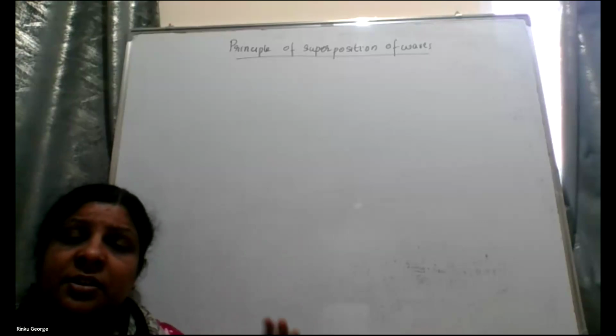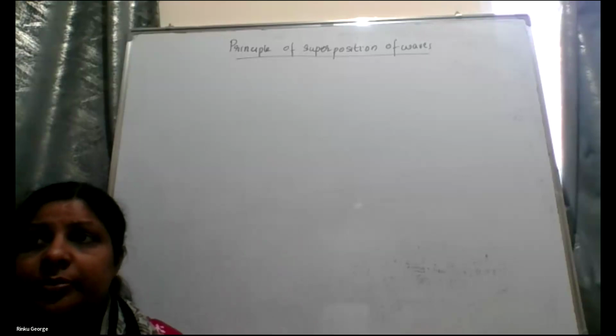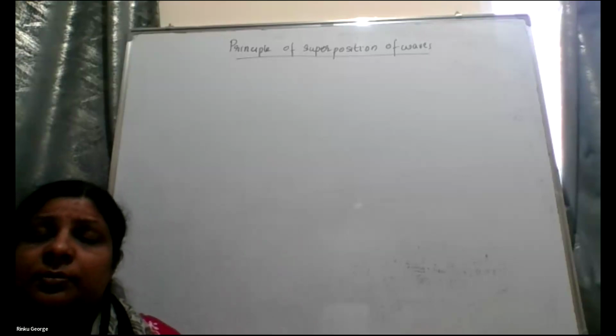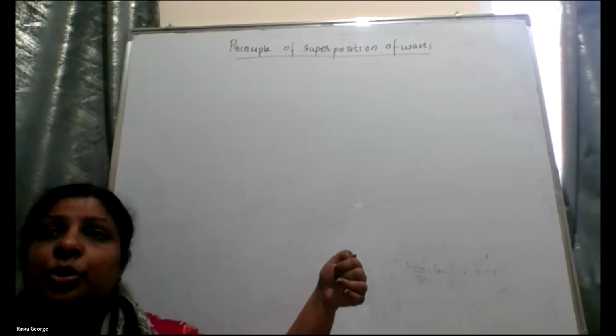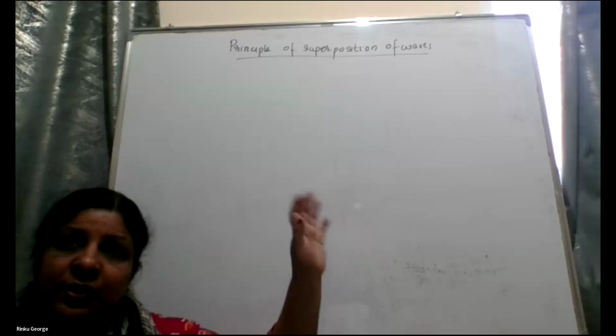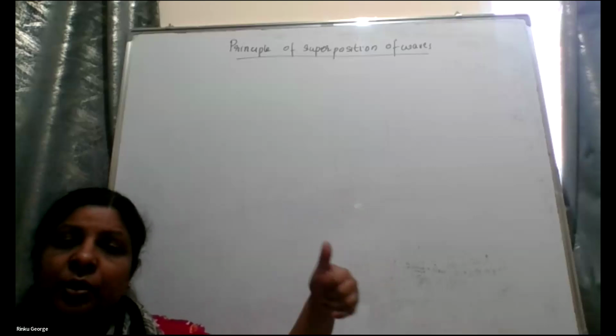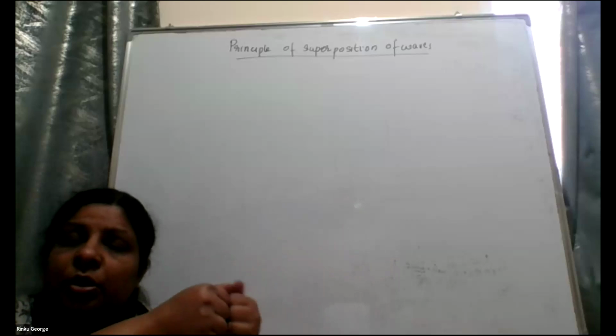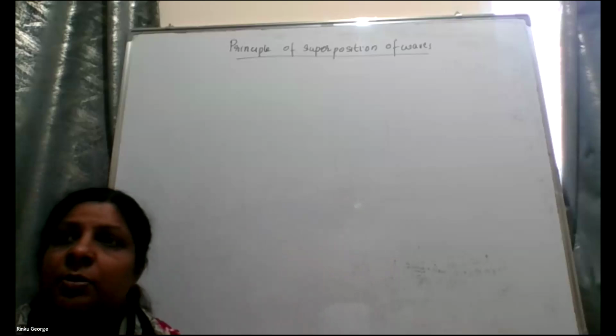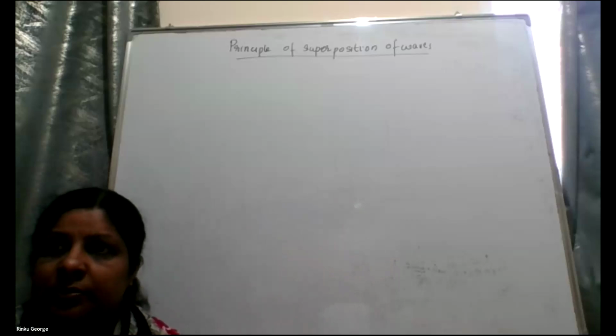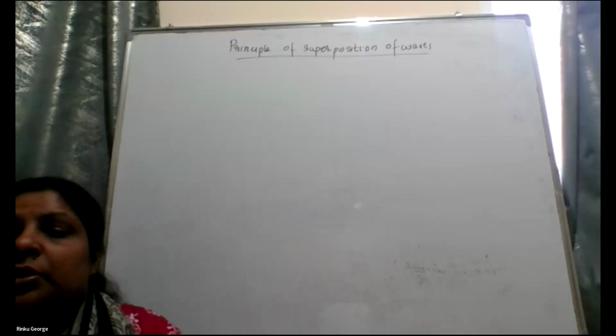Next year, you will be studying this for light waves. Basically, you have two torches. With one torch, you will have some intensity of light. When you keep two torches on in the same direction, the intensity will be more. That is the concept. Understood?